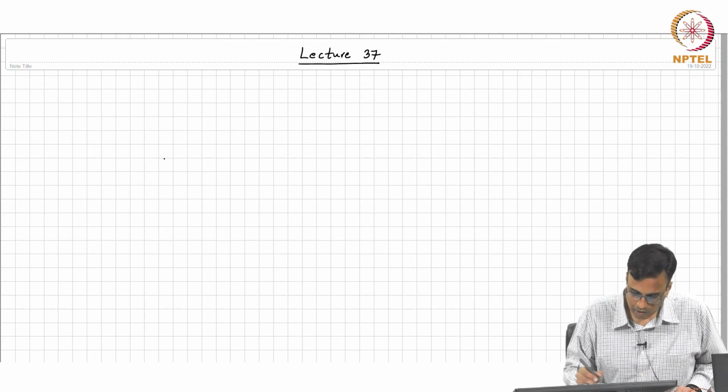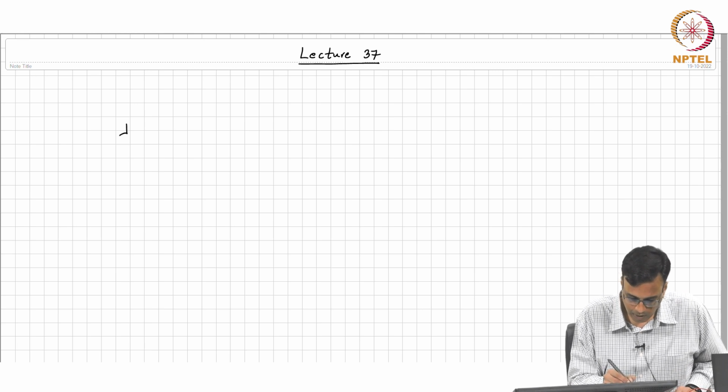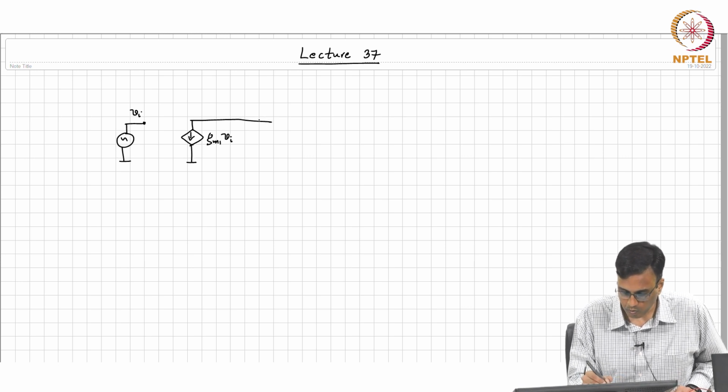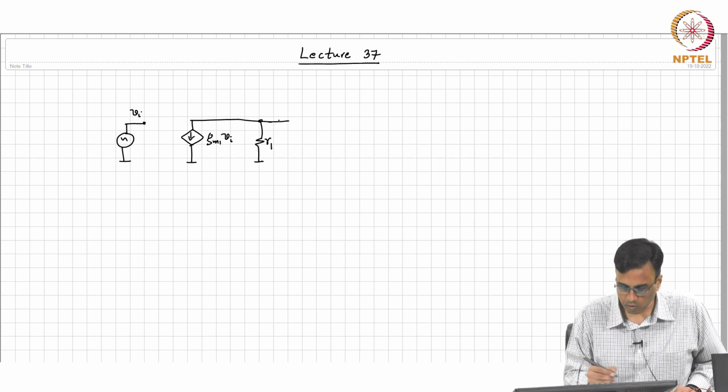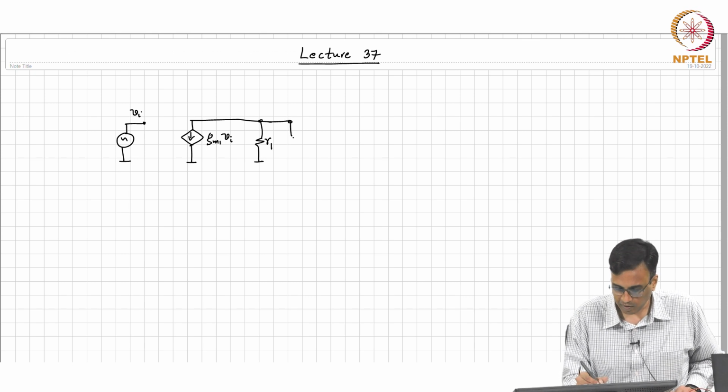So, in the last class we were winding up looking at the frequency response of the two-stage operational amplifier, and this is the small signal equivalent. So, this is the first stage. Gm1 Vi goes into a resistance R1, which denotes the total output resistance of the first stage. Then there is a parasitic capacitance C1. This is the dominant pole compensating capacitor.